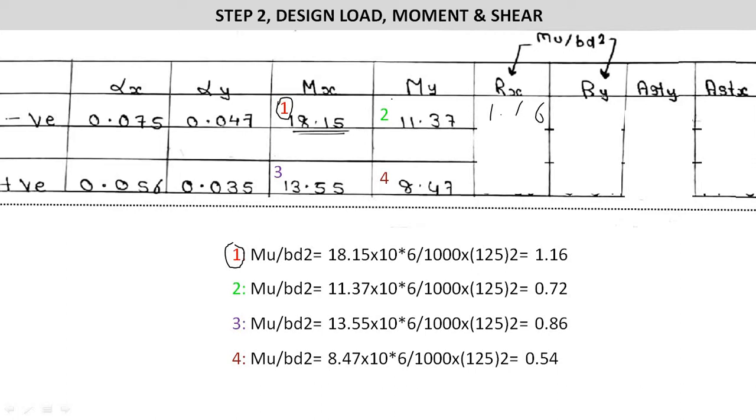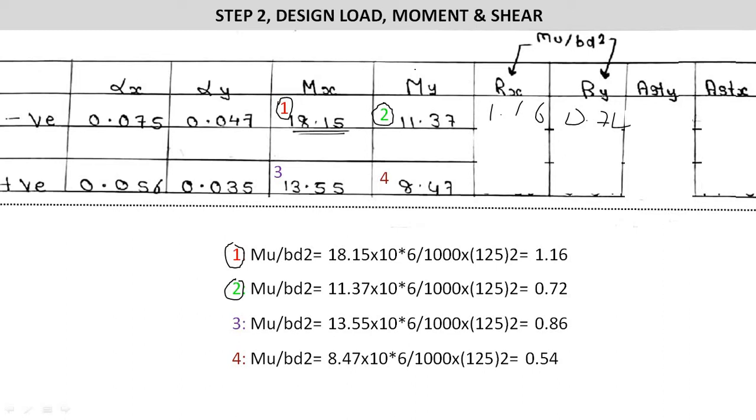So for the second part, here we have to find the Ry. So using My we will find Ry, which means Mu upon bd square for number 2. So Mu upon bd square is equal to, what is the value of Mu? The value of Mu for the second is 11.37 into 10 raised to 6, divided by 1000 into 125 whole square. So we'll have the value of Mu upon bd square for Ry as 0.72.